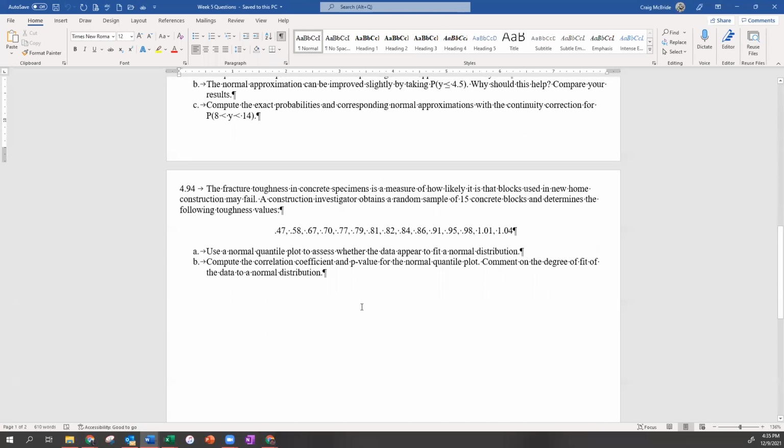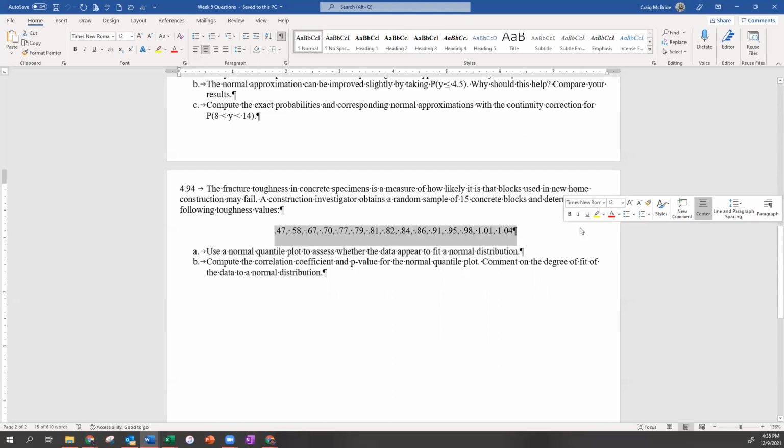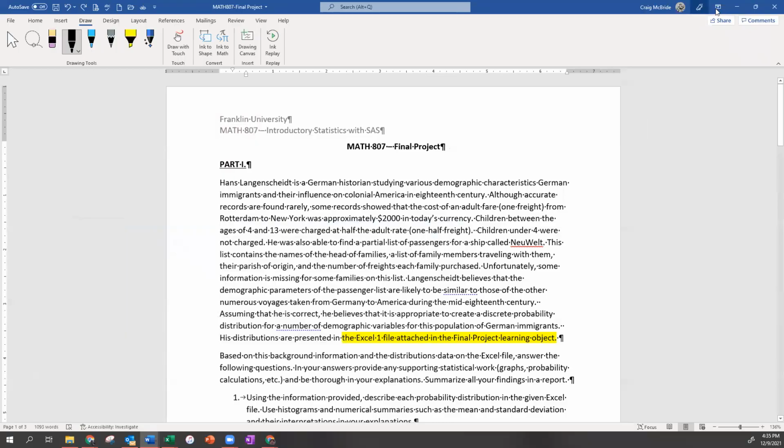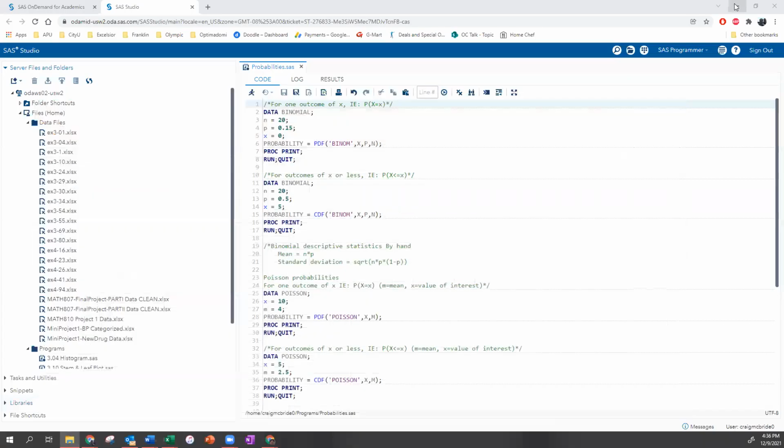4.94. Okay, so the first thing you have to do is run a normal quantile plot to assess whether or not this data appears to fit a normal distribution, i.e., does it seem likely that it comes from a population that is normally distributed. And so in SAS, we can run a QQ plot, you know, probability plot, fairly easily.